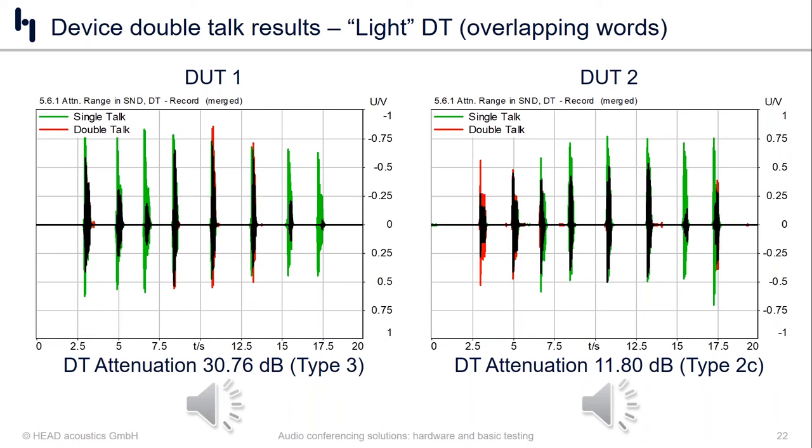So very quickly, comparing the two devices, you can see device 1 has a lot more attenuation occurring on average. And sure enough, our calculations from the metric tell us there's a median attenuation of almost 31 dB. That's clearly down in the type 3 category. Now, for device number 2, we're hovering awfully close to type 3. Remember, the threshold was 12 dB. In this case, it's 11.8 dB, so technically a type 2C.